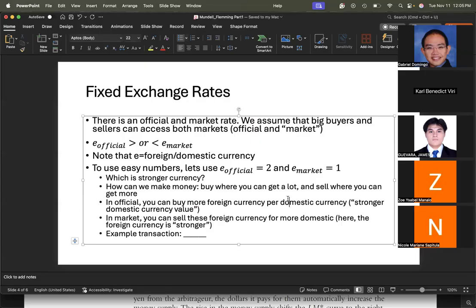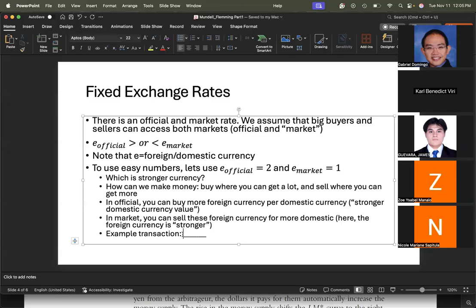In the meantime, in the so-called free market, you can sell the foreign currency and get more domestic. Right? Because here in official, if you sell the foreign currency, you get only one half of domestic currency. But if you sell in the market, you get 1:1.